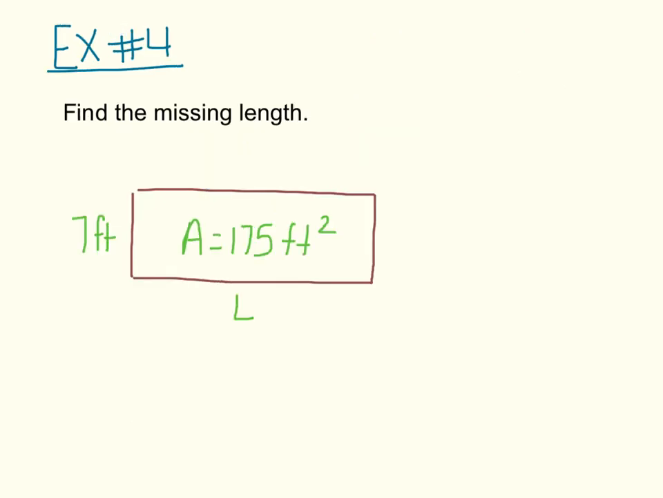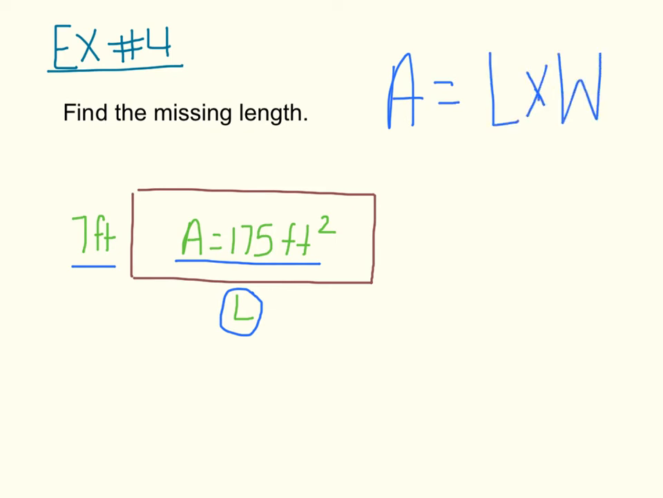And example 4, this one we're going backwards. They gave us the area, 175 feet squared, and they gave us one side, but we're trying to figure out the L, the length. Let's use our formula A equals L times W, which stands for area equals length times width. Let's plug in the numbers that we know. We have the area, which is 175, equals, we're missing the length, so we just keep it L, times width, which is 7.